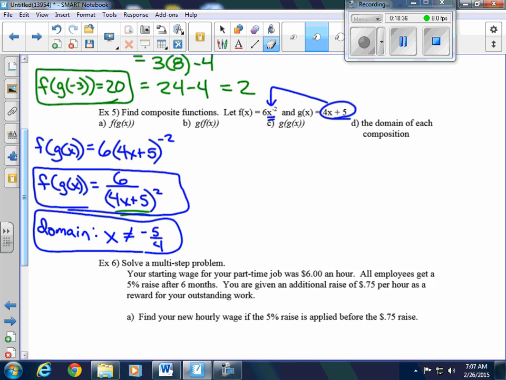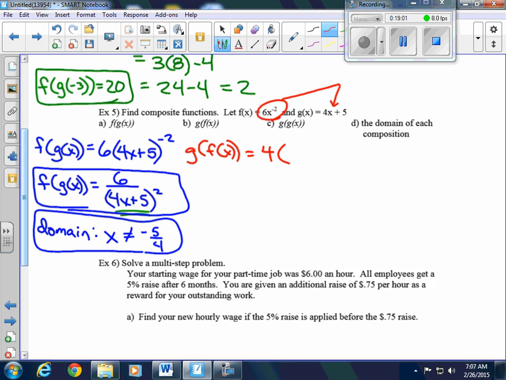All right, so if we go to B, now we're finding g of f of x. Realistically, we're taking the inside function again, which is f of x, and we're going to plug it into the g function. So we're going to start with the g, and it's going to be 4. Now instead of x, we're going to write whatever the f of x function is. So it's 6x to the -2, and then plus 5.